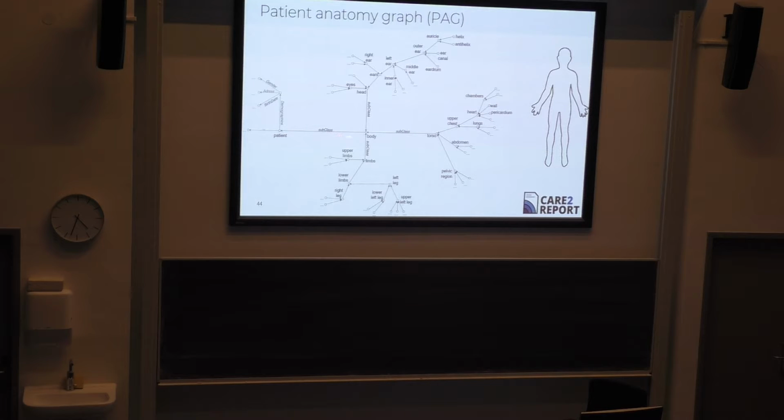But this is then the anatomy graph. So you see the patient has a body and a head and eyes and ears, a right ear and a left ear, and an inner ear, middle ear and outer ear, an auricle and a helix, etc. And you can imagine that the whole human anatomy is specified in this way.